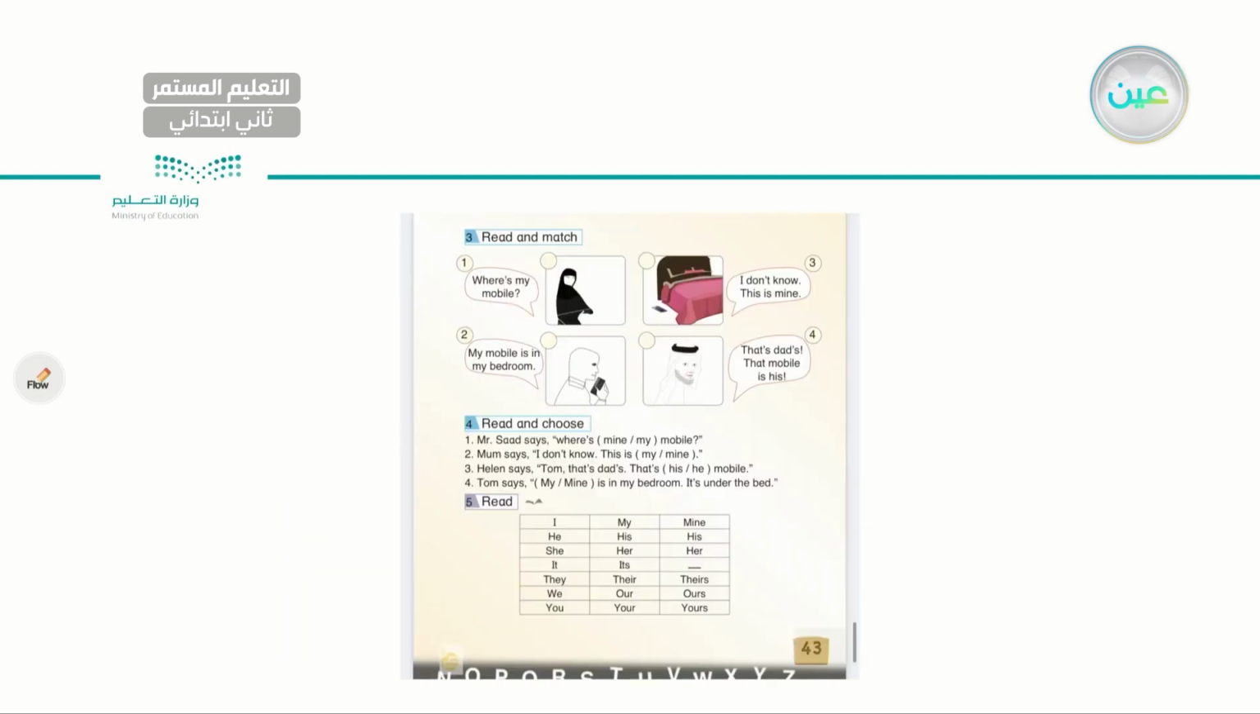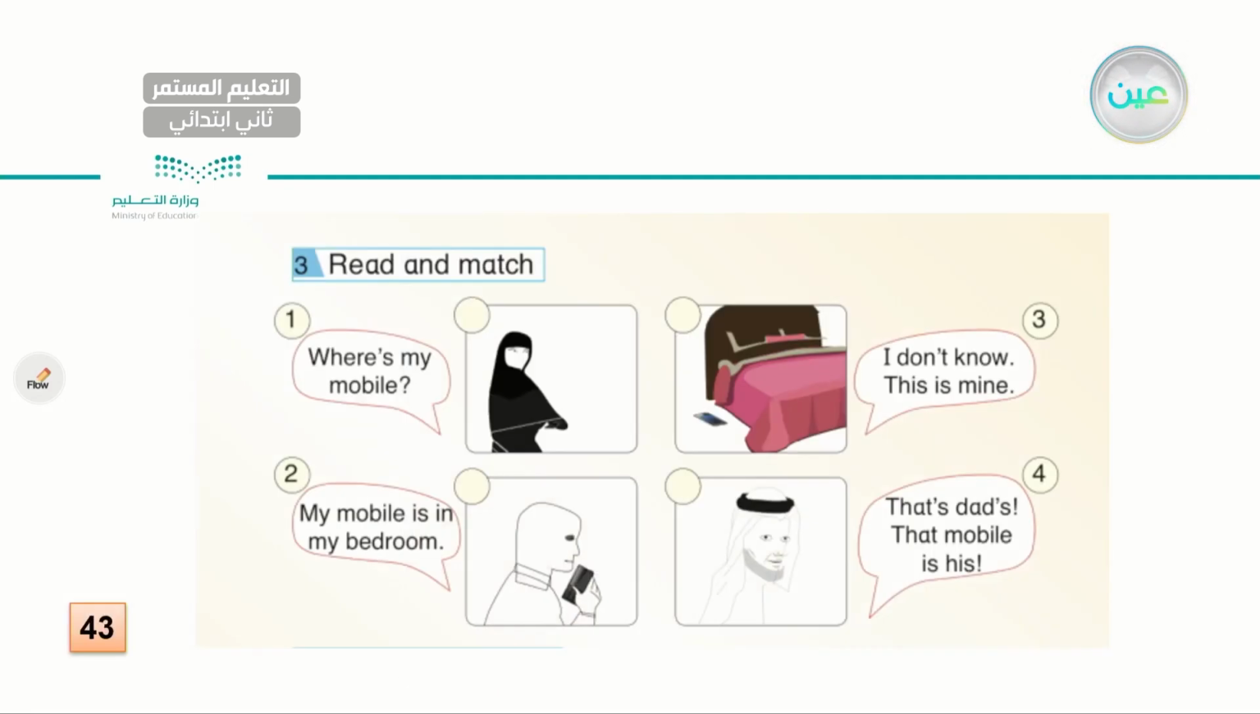Excellent. Now, we have this at your book at page 43. Now, as usual, I will zoom in for the upper part, then the part in the middle, and then the last part. Okay, so let's start here. Read and match. How many sentences can we see, my dear student? I can see 4 sentences, right? And how many pictures can you see? Again, I can see 4 pictures. What are we supposed to do? We are supposed to read the sentences and match them with a picture.